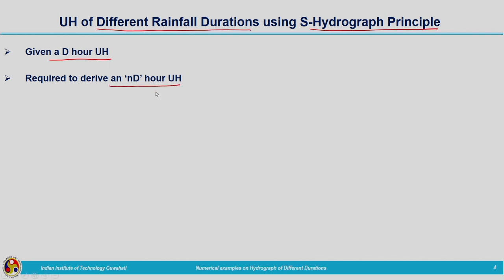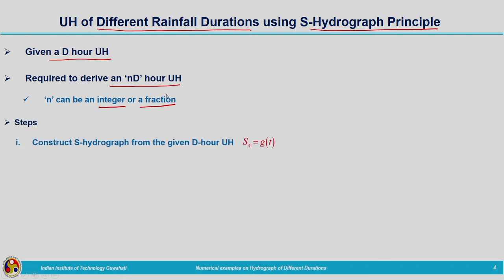In this case, that is in the case of the S-Hydrograph method, this N can be an integer or a fraction. Let us look into the different steps involved in this. First, what we are doing? We are going to construct the S-Hydrograph from the given D_R unit hydrograph.